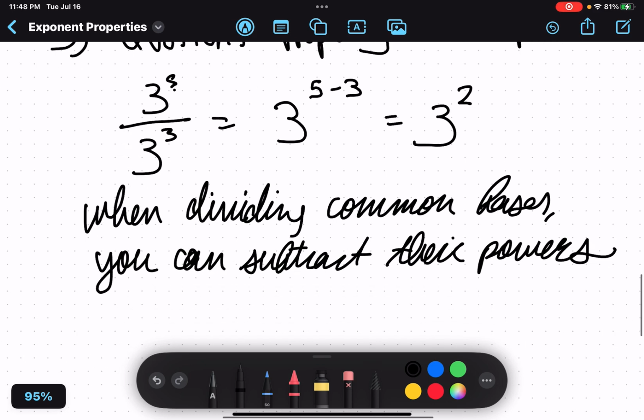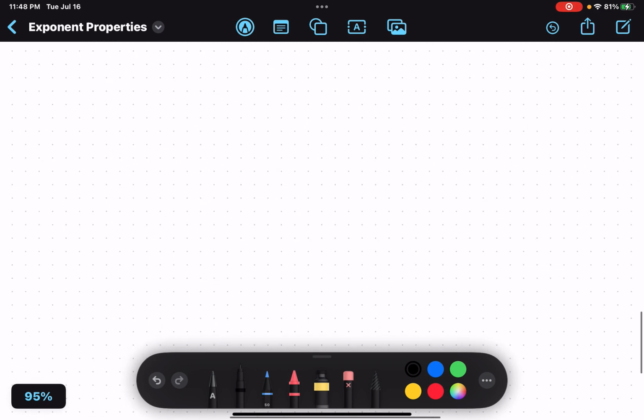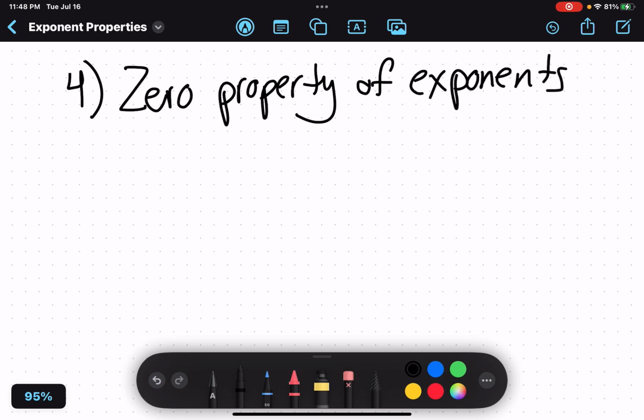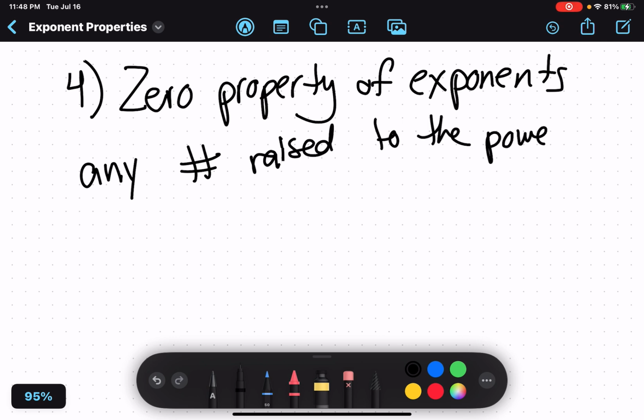Next, the zero property of exponents. That means any number to the power of 0, or raised to the 0th power, is equal to 1.